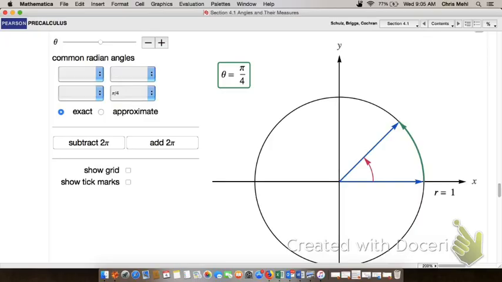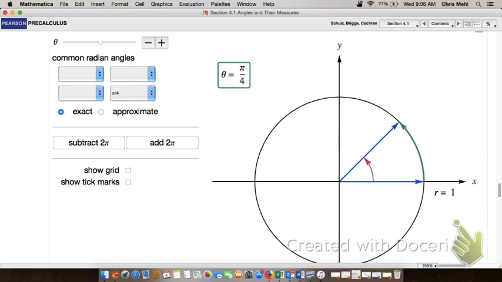So the next topic that I'll discuss is this idea of coterminal angles. Coterminal angles are angles with possibly different radian measure that have the same terminal side. For instance, in the interactive figure in this section, if I start with an angle theta equals pi over 4, we're on the unit circle. That's a circle that has radius 1.